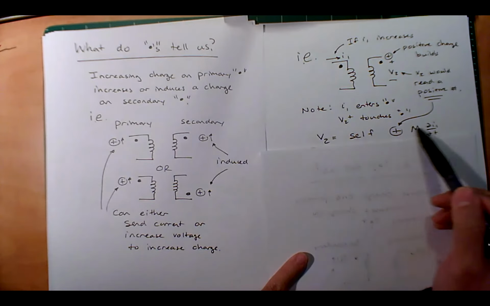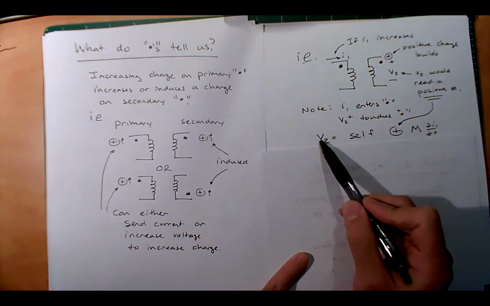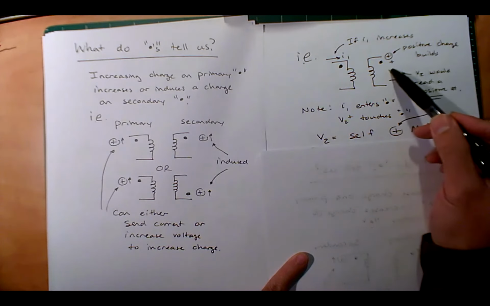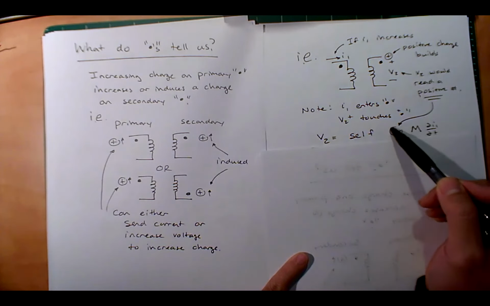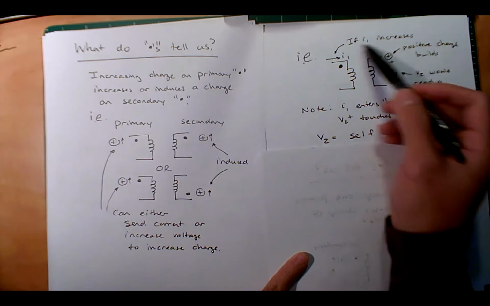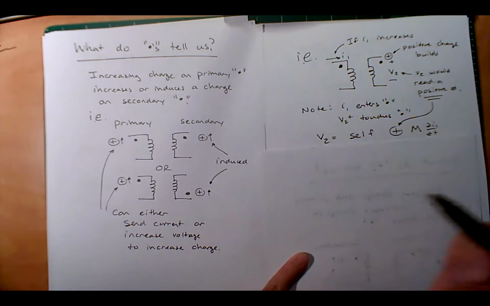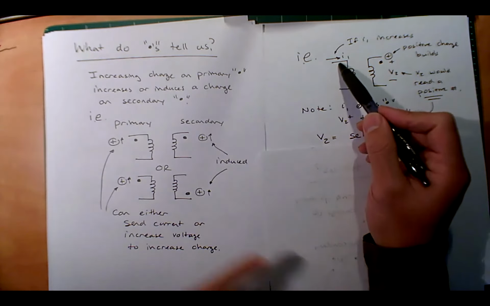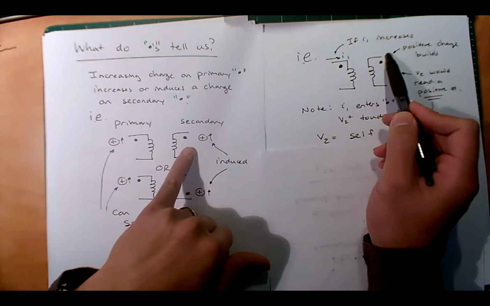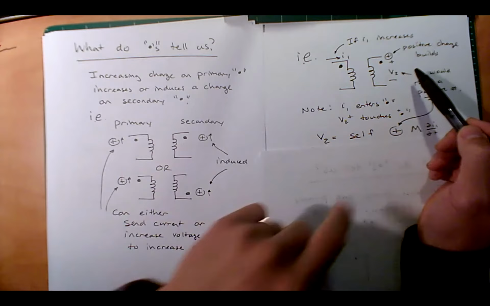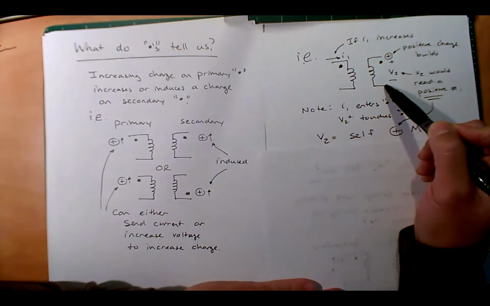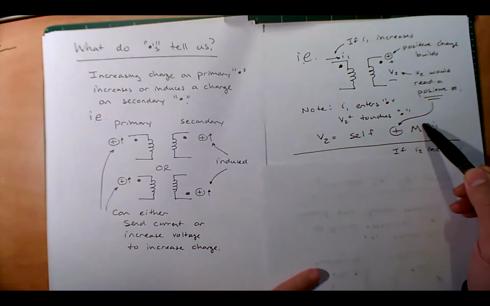And so what do we see? Well, if we were to write down half of our mutual inductance equations, we would have V2 equals itself, or the self-inductance. And because V2 would read a positive, I would put a positive here for increasing I1. I hope that is consistent with what I just said over here. So I'm increasing the charge here by sending current in, I'm inducing a positive charge on the secondary, and imagine this is like a multimeter. My V2 is going to read a positive number. Good.